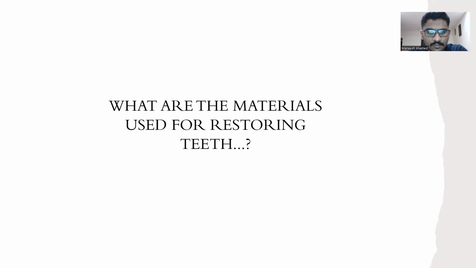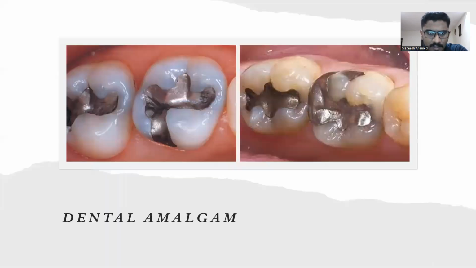And now it is time to discuss the materials which are used for restoring the teeth. So we have prepared the cavity. Now it's the time to restore it. So we need to discuss what materials can be used to restore the tooth to its normal form and function. The first and most popular material is the dental amalgam.